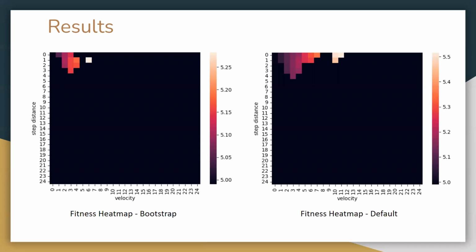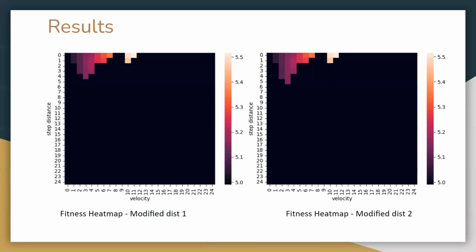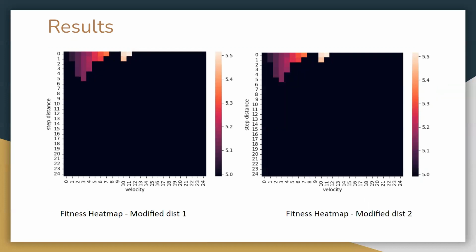These are the heat maps which show the distribution of elites in these archives with their fitness scores. The first one here is the bootstrap archive, which has just 11 elites filled up, while on the right we have the default algorithm with about 25 elites filled up. Interesting to note here that most of these elites are staying close towards the top left corner, which indicates that the step distance and velocity metrics, the behavior metrics, were not that diverse. And in general, the fitness values are also not too great.